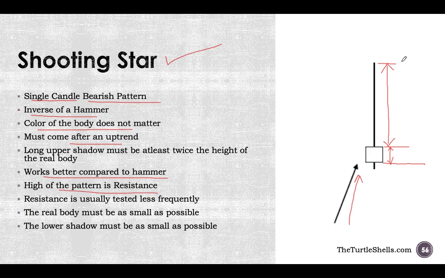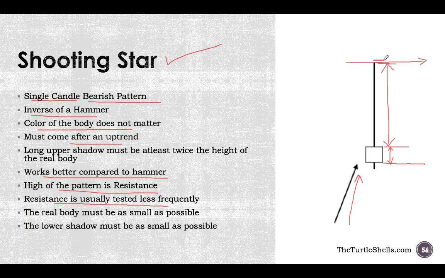The high of the pattern becomes resistance. This is where the bears come into the market, so this becomes our resistance, just as the low of the hammer becomes support. Resistance is usually tested less frequently. As I mentioned, the shooting star is more powerful than the hammer, although they have different roles to play. When it comes to forecasting future prices, the shooting star does a better job than the hammer because it's easier for the market to fall than to go up. So the resistance is usually tested less frequently, and the chances are less that the shooting star stop loss will get hit.